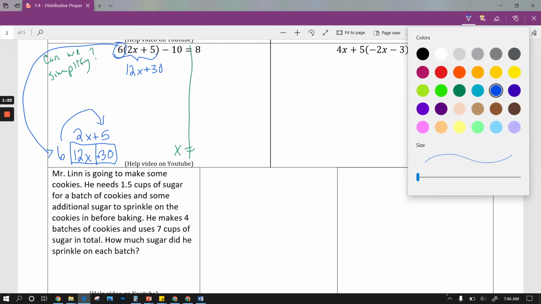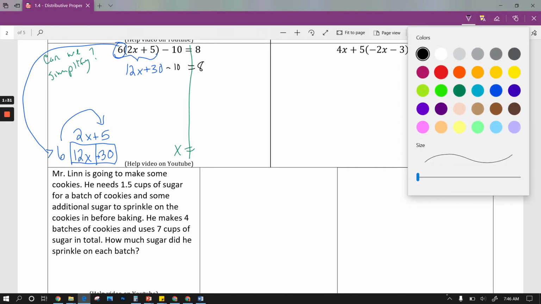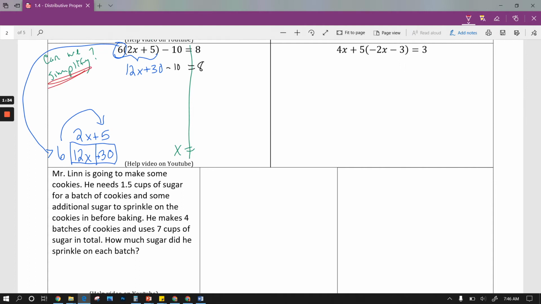And then we'll bring the rest of our equation down. So 12x plus 30 minus 10 equals 8. Now we have to keep in mind that question, can we simplify? Looking at our equation here, I'm going to look for some like terms. Those are terms that have the same variable. There's only one term that has the variable x, but I can see that I have 2 terms here that don't have any variable, 2 constant terms, which means I can simplify those. So I can combine those together. So 30 minus 10 is 20.